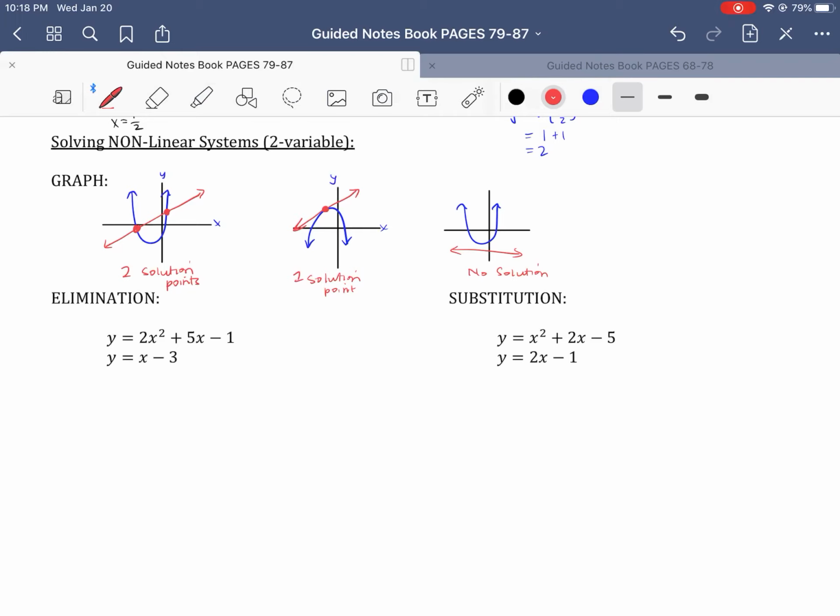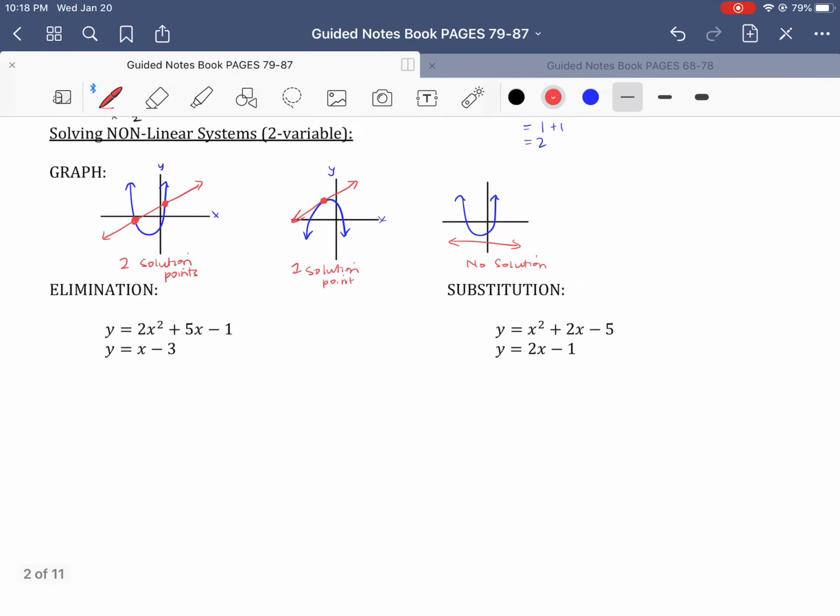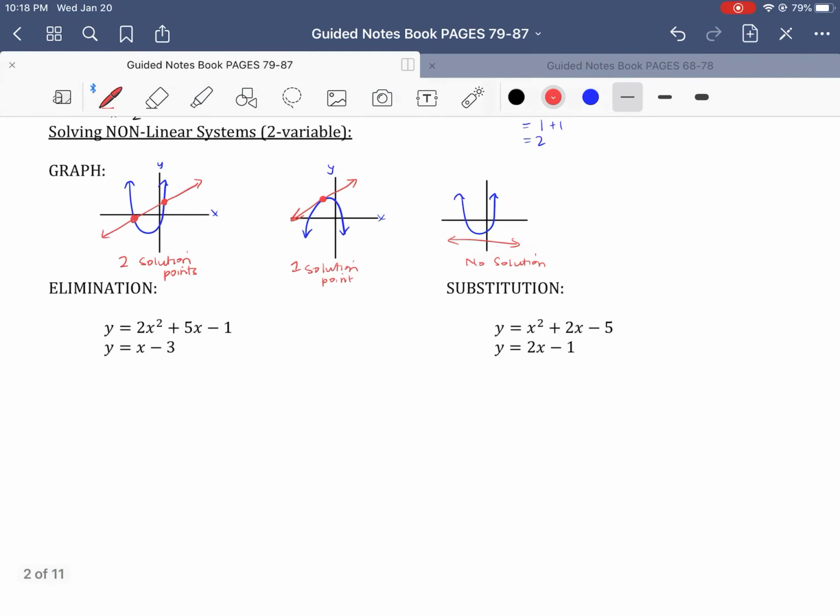Okay, so jumping down, let's see if we can apply these same methods. So we have elimination and substitution. So elimination, again, you're going to go ahead and add the equations together, trying to eliminate one of the variables. Notice right now, if I were to add these equations together, y plus y would be 2y, and then I'm going to have a lot of x terms over here because nothing is going to eliminate. So the goal with this one is you really want to negate one of the y values.